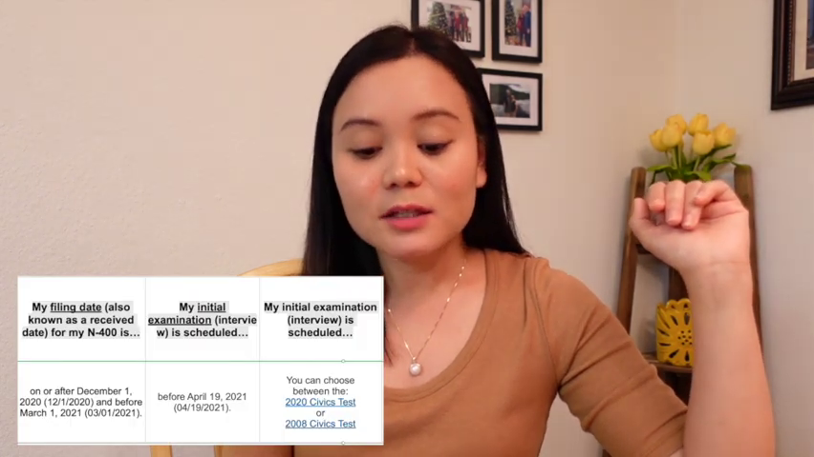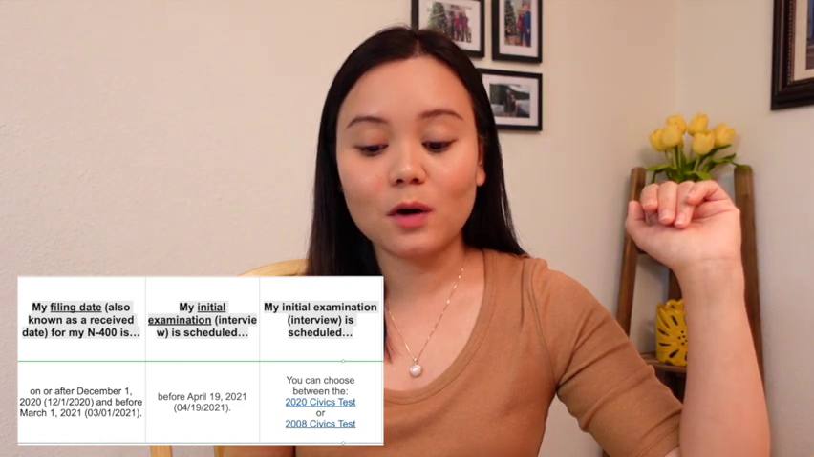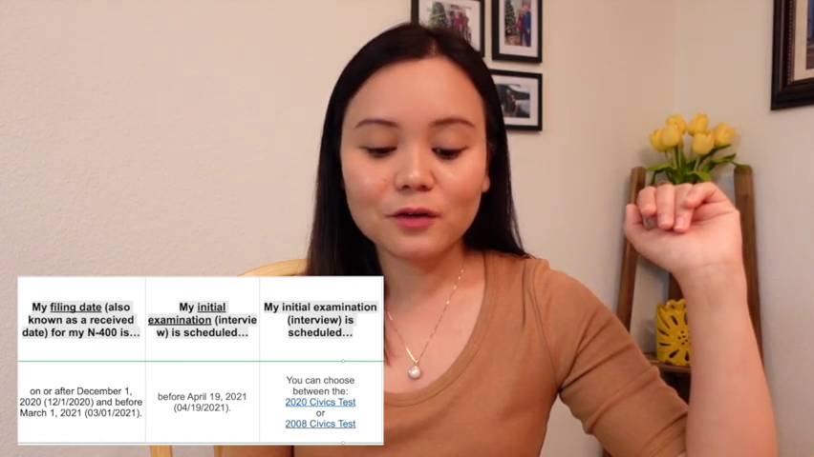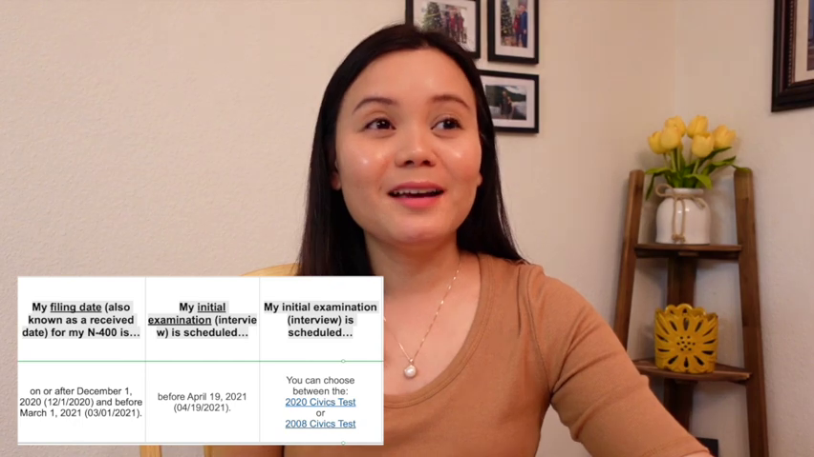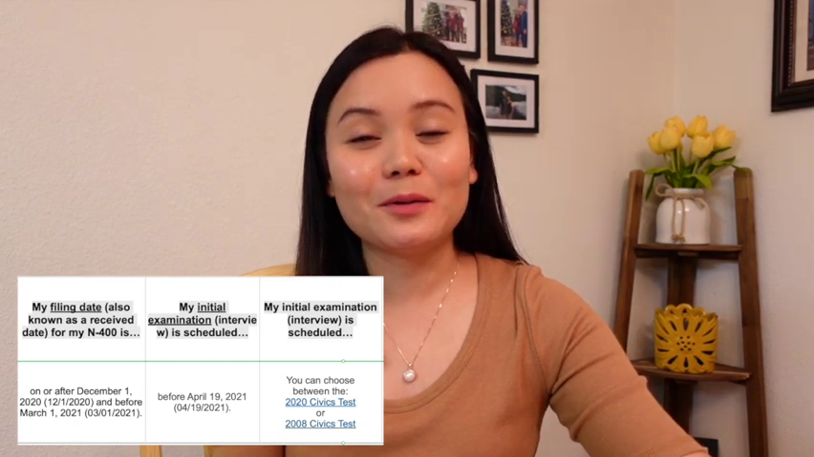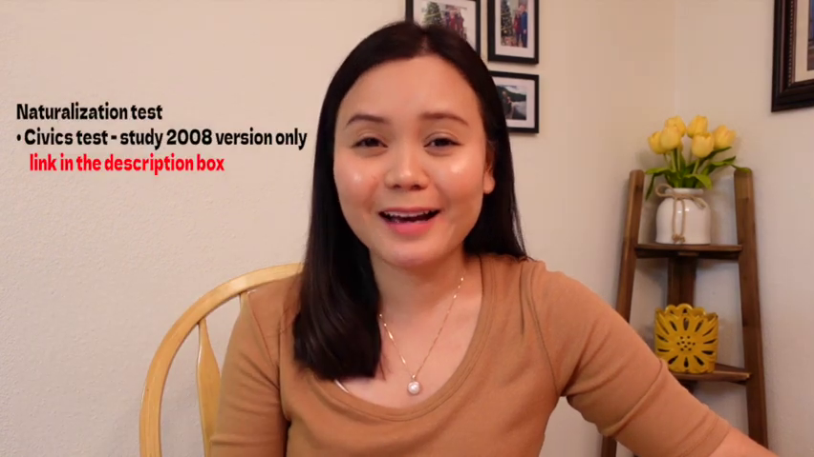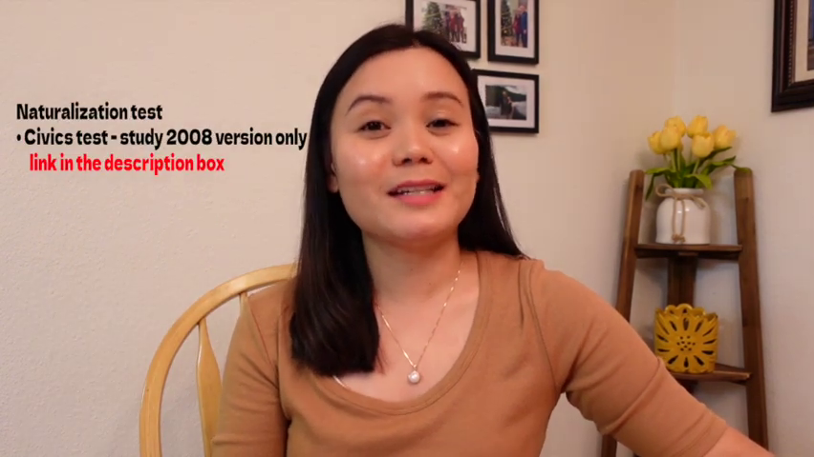So yeah, the table is very easy to understand, and I don't know if you know this, but the 2020 version has been withdrawn. There is only a brief period during which USCIS may offer both versions of the test. This is to accommodate certain naturalization applicants who filed their application on or after December 1, 2020 and before March 1, 2021 and are scheduled for an interview before April 19th, 2021. So obviously the dates have already passed, so the 2020 version is no longer applicable. So you don't have to worry about the 2020 version, guys. All you need to do is to study the 2008 version.